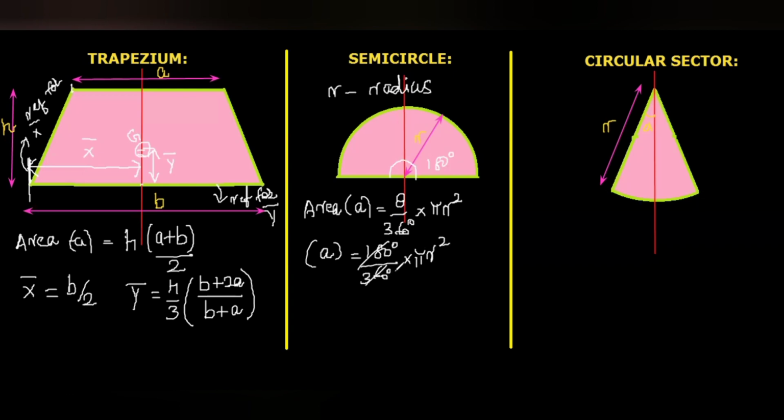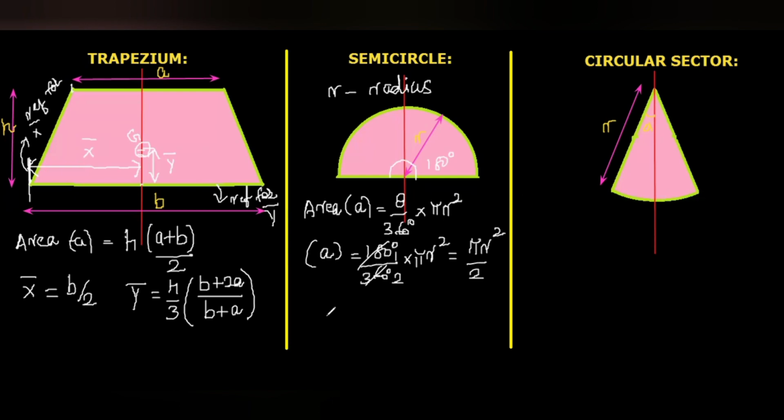So we can simplify this as 1 by 2, that is pi r square divided by 2 for the semicircle. Or simply, for a circle it is pi r square, and for a semicircle it has half the area, so pi r square by 2. But this formula we can use for any circular sector, a quadrant or any other circular sector.